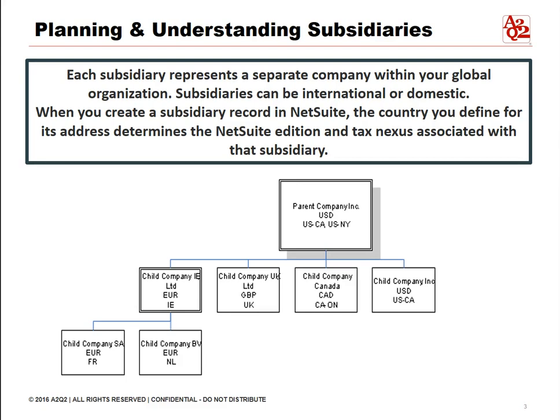Note that license fees for subsidiaries do not include charges for elimination subsidiaries, and elimination subsidiaries do not count toward the maximum of 125 subsidiaries. Inactive subsidiaries also do not count towards the maximum.